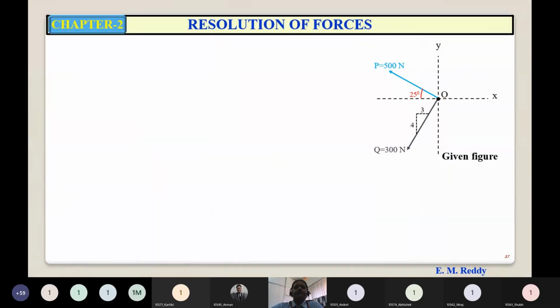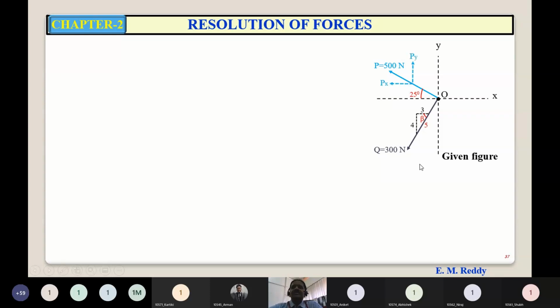So this is the given figure. The direction of force P is 25 degrees with respect to X. And the direction of force Q is also given. Here the slope of this force is given 3, 4: 3 horizontal, 4 vertical. Let us say beta is the direction of this force Q with respect to horizontal. So from Pythagoras theorem, in a right angle triangle, two sides are say 3 and 4, the hypotenuse is 5. So while writing cos beta, sin beta, you can make use of these values 3, 4, 5. So, no need to calculate the angle, right?